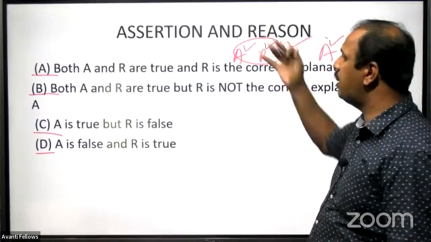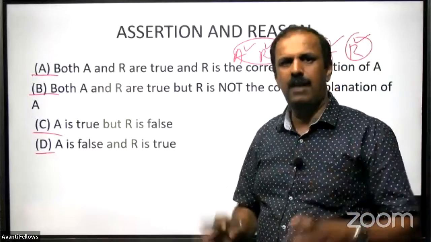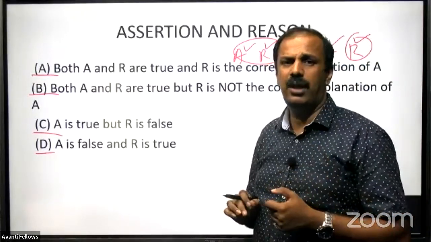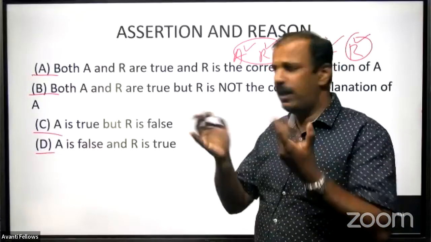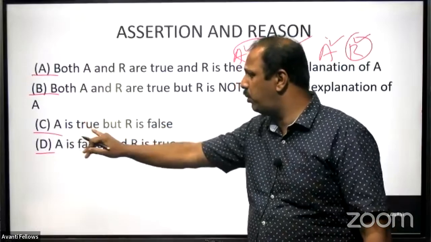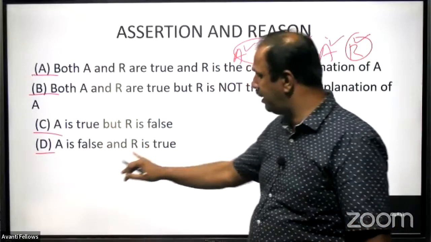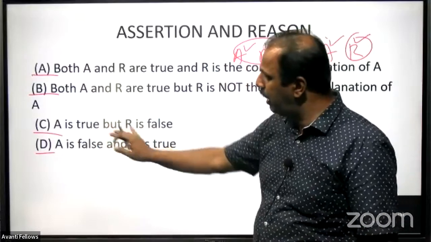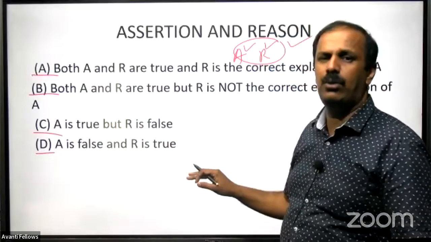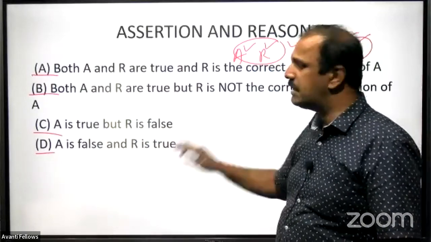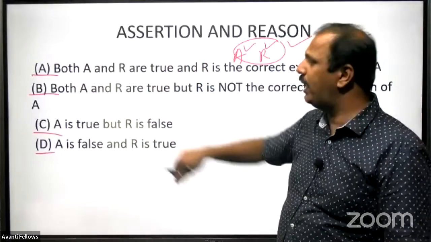For assertion and reason, first you check whether the assertion statement is correct. Then you check whether the reason is correct or not. If anyone is wrong, you see here assertion is true and the reason is false, and assertion is false and the reason is true. Actually, we don't have a choice here where both assertion and reason are wrong. In this sample, it is not given, but you can check. Sometimes that also can come.